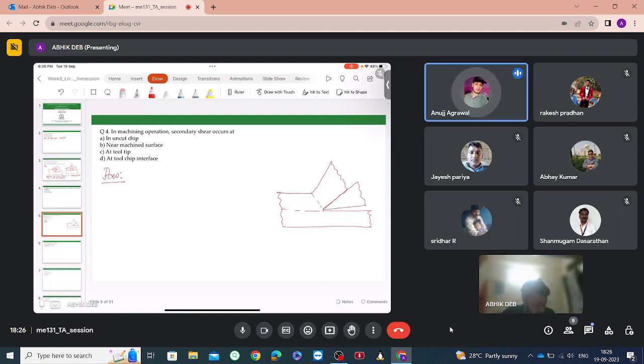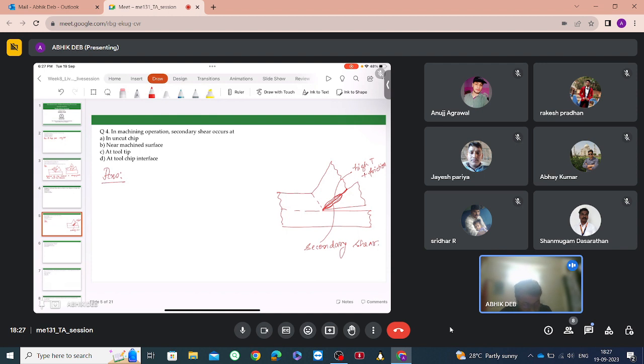Heat generated or friction, yes. As the chip moves along the workpiece, there is a high temperature plus friction. Due to this, there will be a secondary shearing deformation occurring in this region, which is termed as secondary shear. So the secondary shear occurs at the tool chip interface. So the answer is option number D.